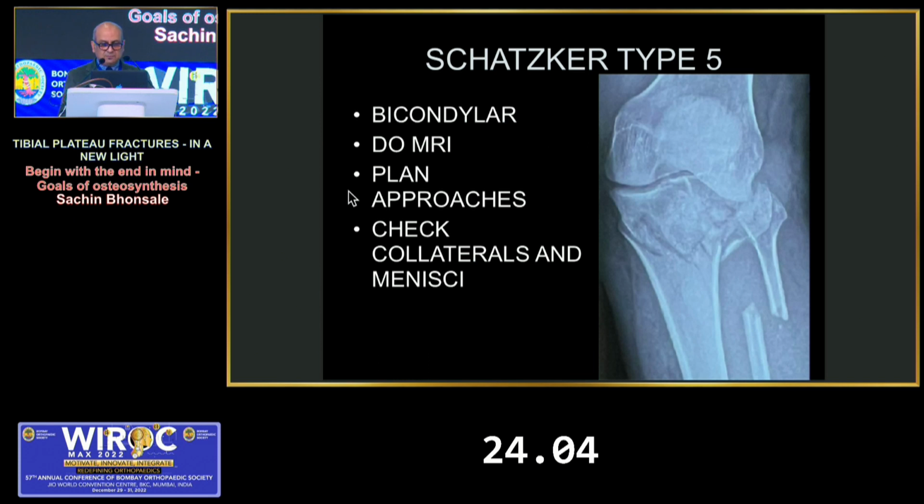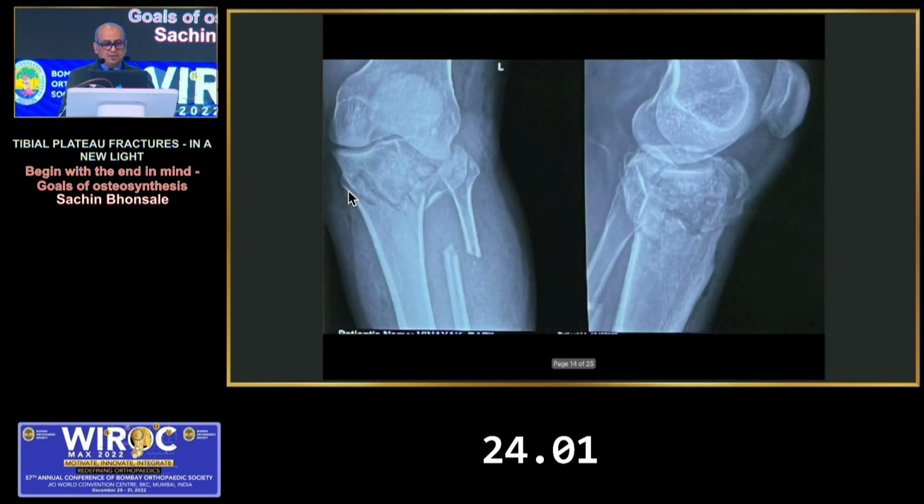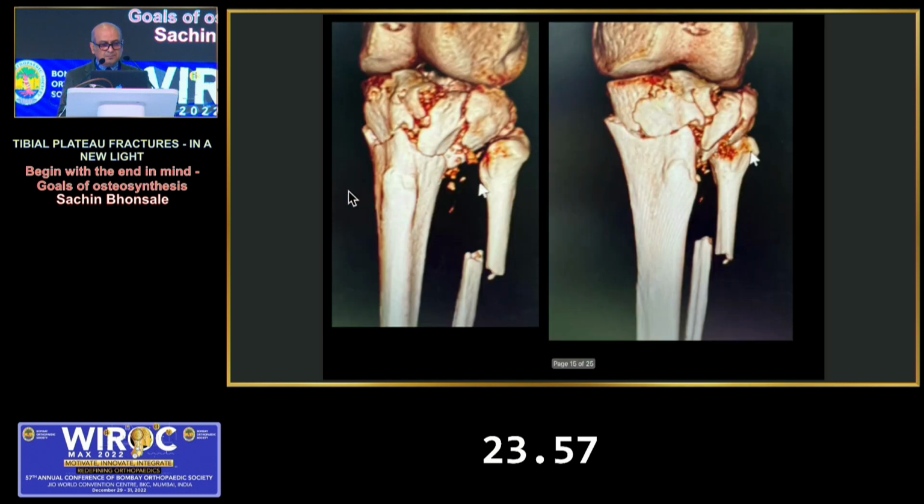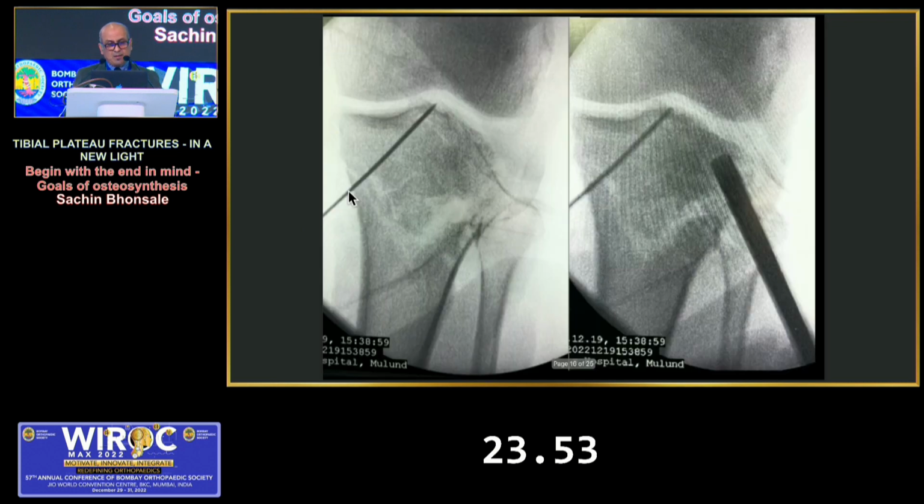That's an example of something which I recently did. This patient had a really nasty Schatzker 5 or 6 fracture. He took about a week for the swelling to settle down. That is how I managed it. I used simultaneous collateral approaches, medial and lateral. First I got the continuity right with a medial wire.